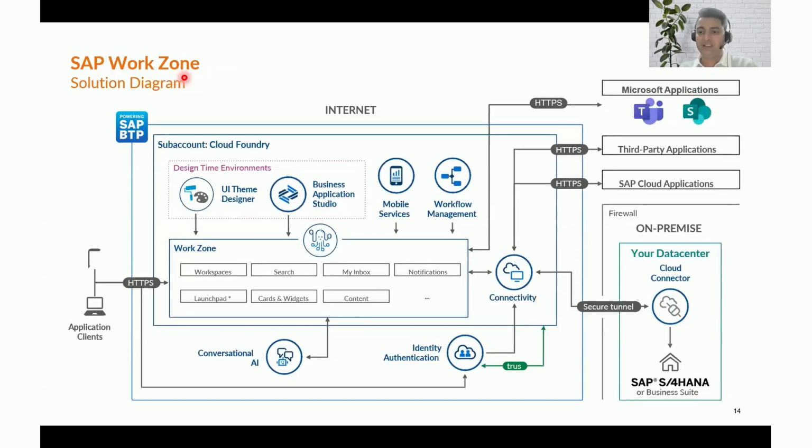Now, this is the technical architecture of WorkZone. It uses SAP BTP technology. It has multiple components. You can use the identity authenticator, that is SAP IAS, for authenticating into it. It has its own Business Application Studio through which you can create more custom solutions, which we will talk about in detail. You can have your own workflow management. You have mobile services available. You have the capability to integrate it not only with cloud-based applications, but also on-premise solutions, whether they are SAP or any third party.